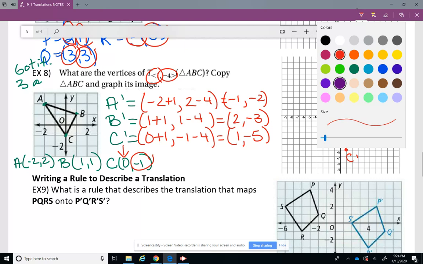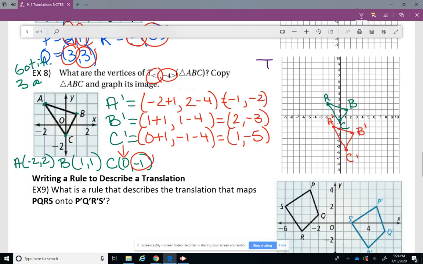Let's write this just for practice. We translated 1 unit right, 4 units down. We did it to triangle ABC, and our result that we got was triangle A prime, B prime, C prime. It was a rigid motion because the distance and the angles were preserved.